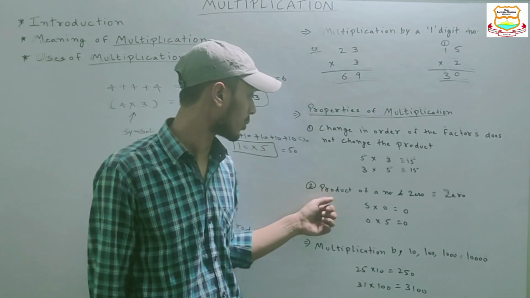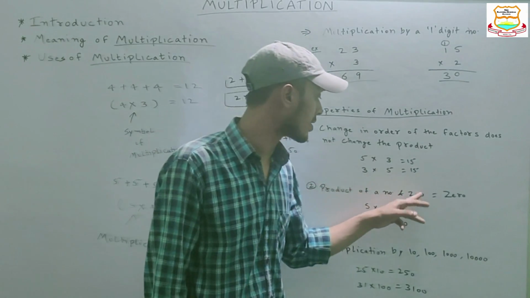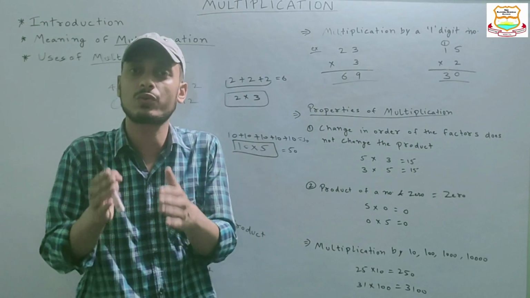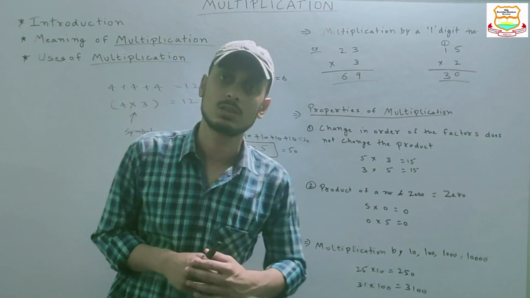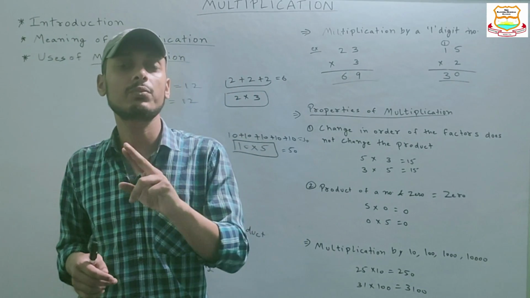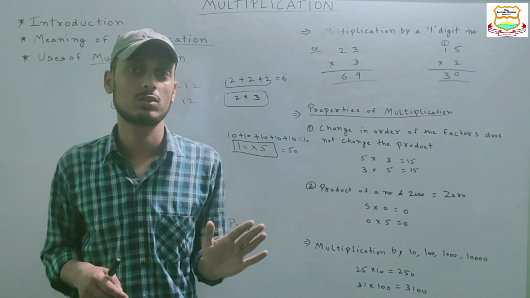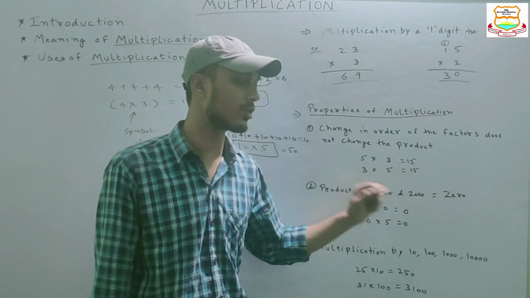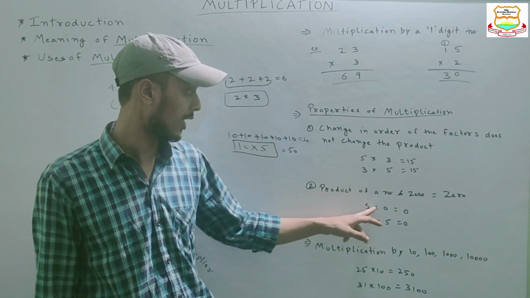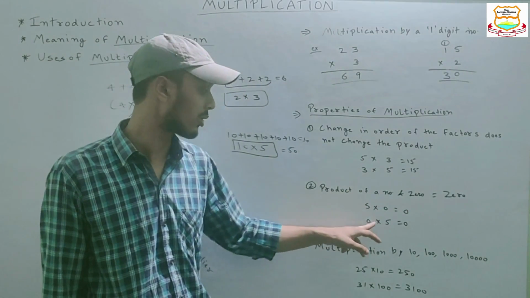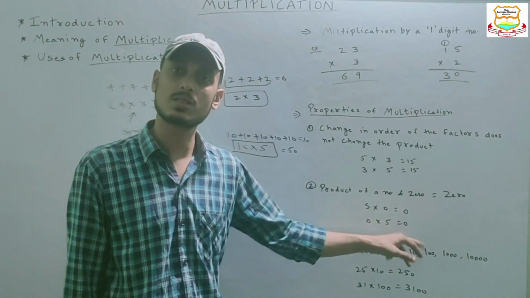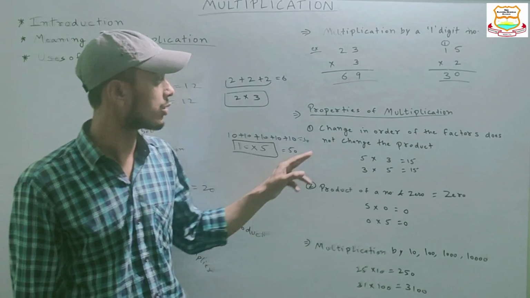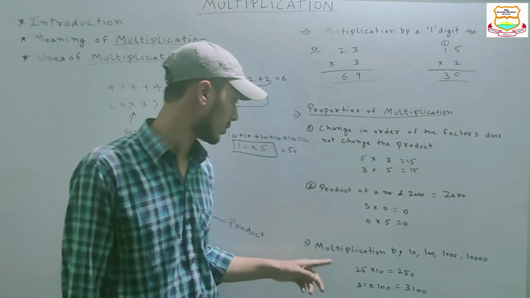Let us see the second property. Product of a number and 0 is equal to 0. It means that when we multiply any number with 0, the answer will be 0. Here 5 into 0 equal to 0, 0 into 5 equal to 0. Got it? Okay. I hope you have understood this.